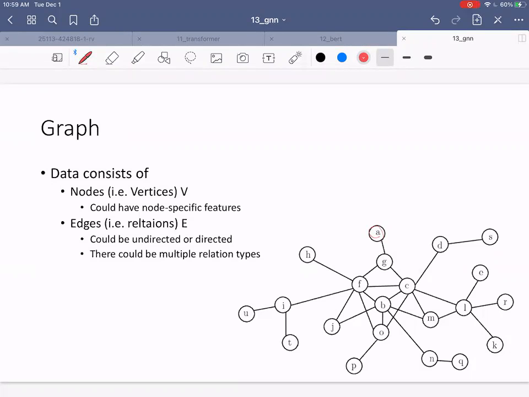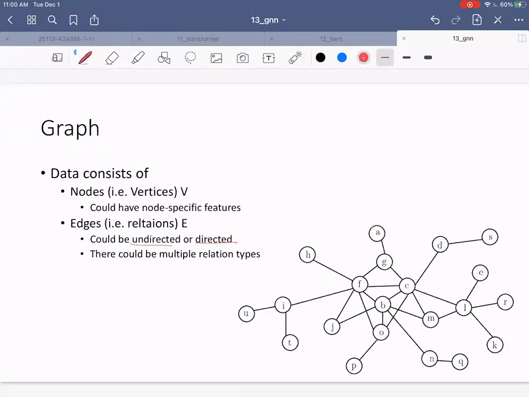And similar with edges. So edges could be, oh, this is important, undirected or directed. If there's an arrow like this, then this is a directed graph. But in this figure, there are no directions, so this is not a directed graph. This is an undirected graph. All we know is that some nodes are connected to each other, but there are no directions.